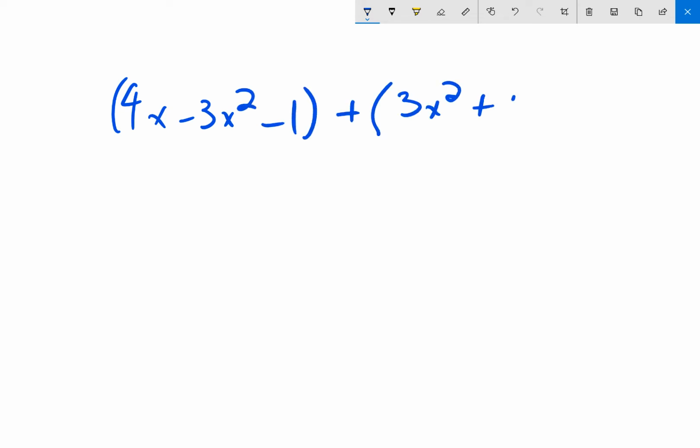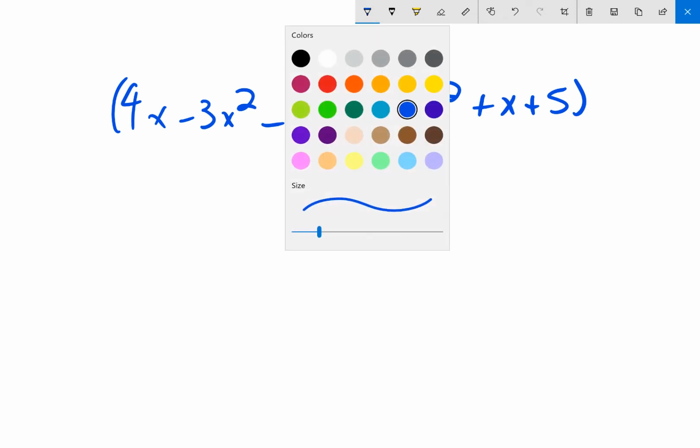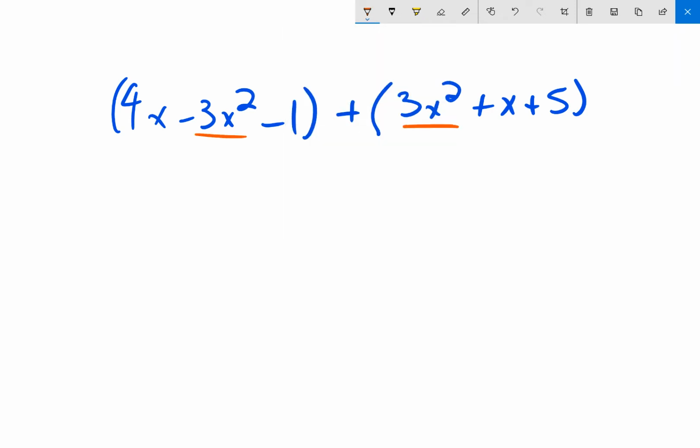Number 4. Another adding problem. Again, pay attention to the fact that it's got that plus sign. So 4x minus 3x squared minus 1 plus 3x squared plus x plus 5. So again, notice a plus sign. That means just find like terms, combine like terms. So a couple like terms to point out. I've got my x squared here. Now this is interesting. It's negative 3x squared plus 3x squared. And negative 3x squared plus 3x squared makes 0x squared. So there is no x squared in our answer.